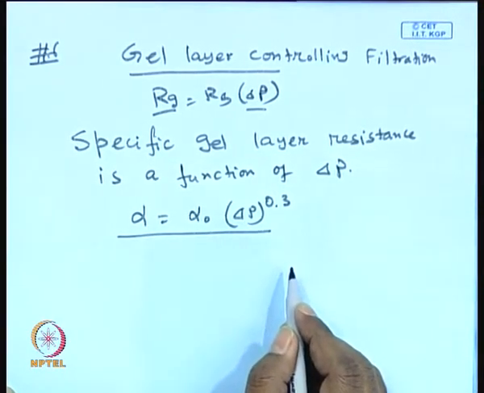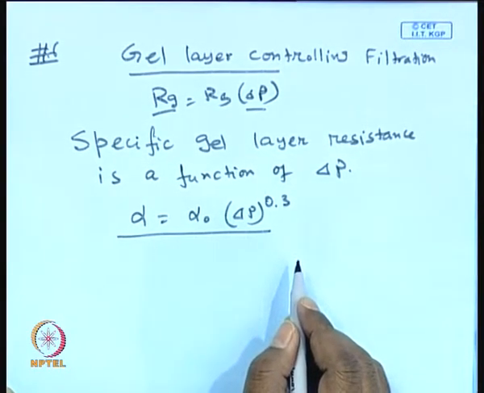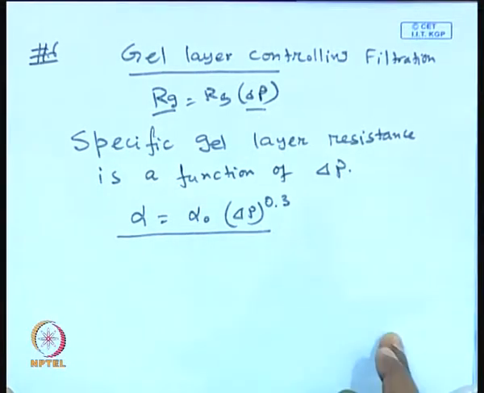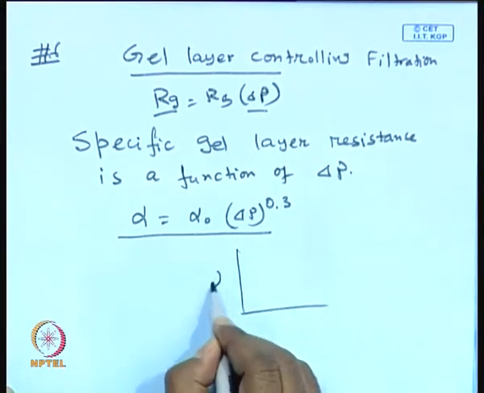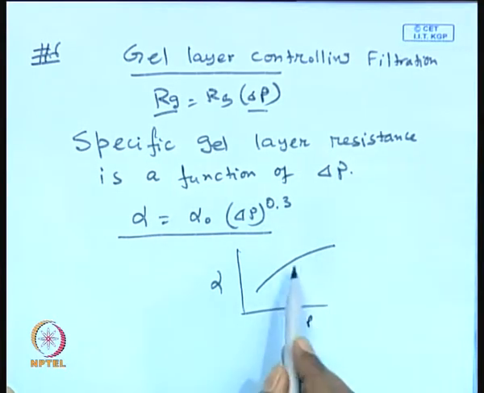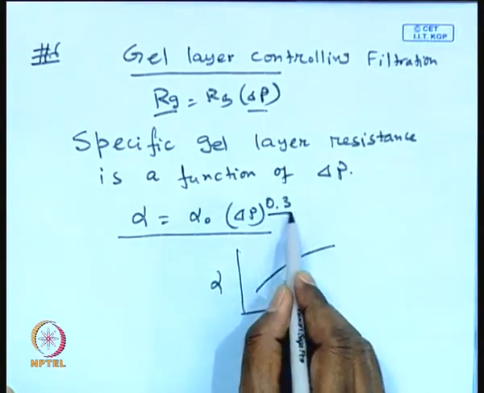How will you determine this relationship? If you remember, when we discussed gel controlling filtration in an unstirred batch cell, you have to plot 1 by J square versus time. Then they will yield a straight line. From the slope of the straight line, we would calculate the specific gel layer resistance. If you conduct the experiment with 3 or 4 different pressures, you will get the corresponding specific gel layer resistance for each delta P. Then if you plot alpha versus delta P, it will typically result in a curve with a diminishing slope. Diminishing slope means your exponent should be less than 1.